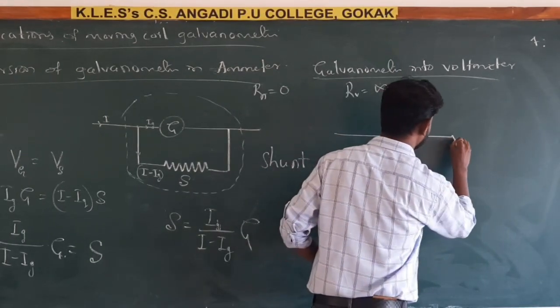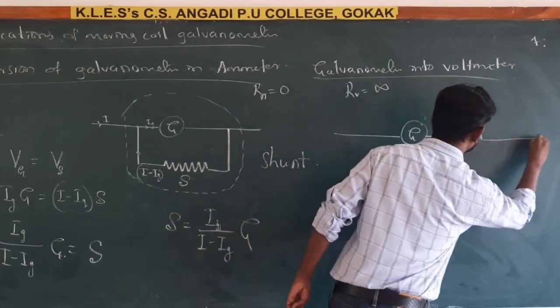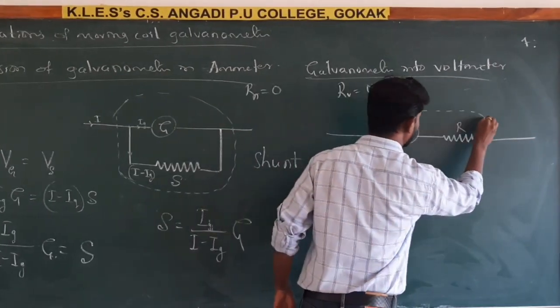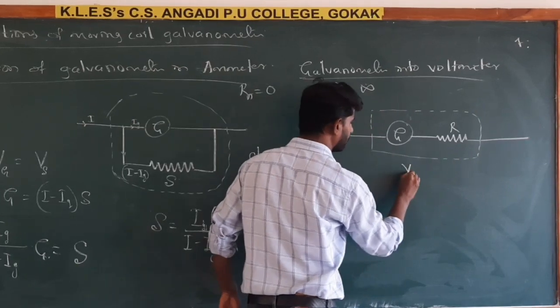With a resistor in series combination. Now this combination, okay, now this becomes the voltmeter.